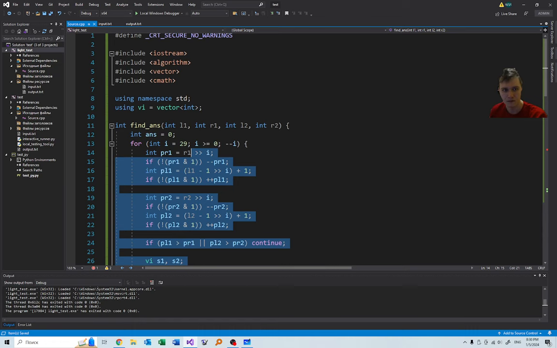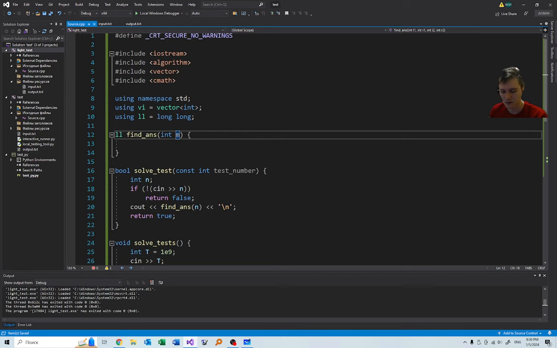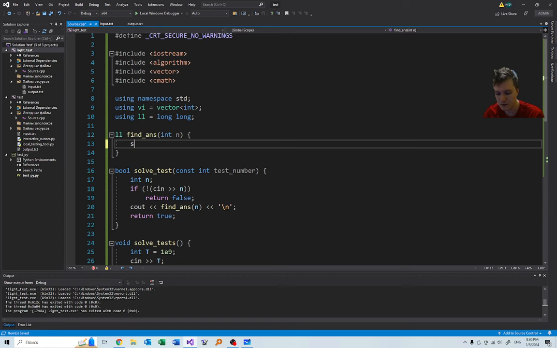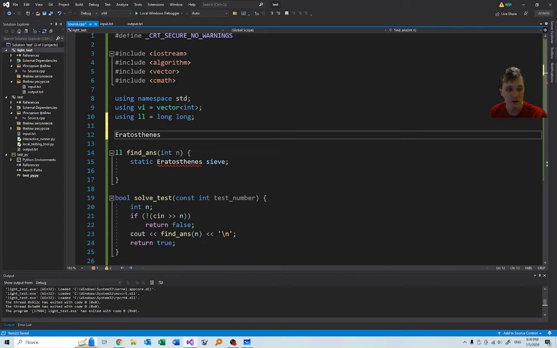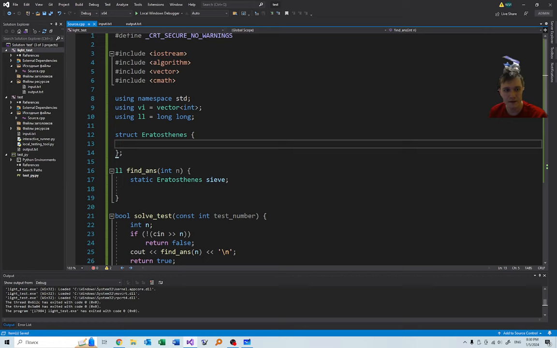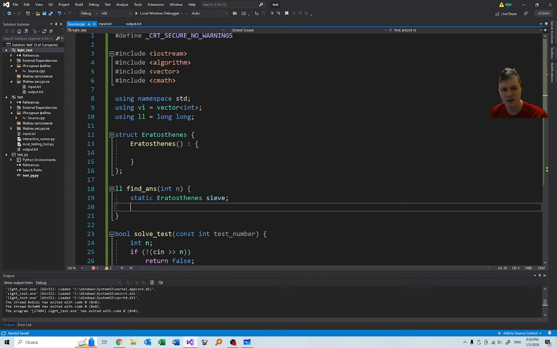Nice, so here we need a long one. Here we need an integer. So, first of all, make a prime sieve. Sieve, which is easy to write. Okay, let's assume that there is a sieve.